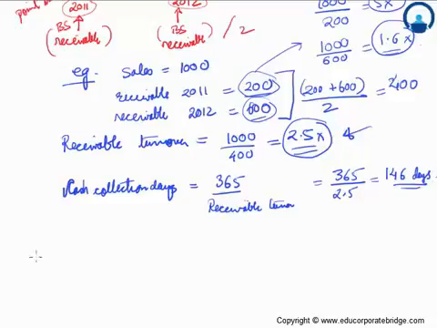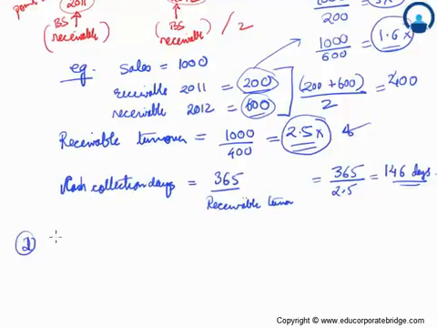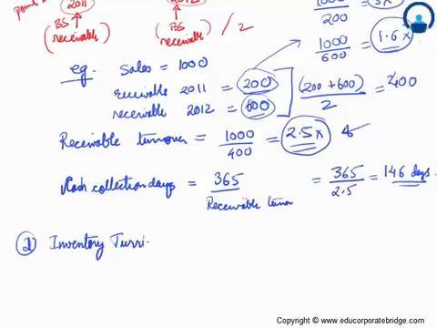Now let us calculate the second part, which is the number of days it takes for the raw material to get converted into inventory. So this would be called inventory turnover. Okay, so inventory turnover, the formula goes like this. It is defined as COGS, cost of goods sold, divided by your average inventory.